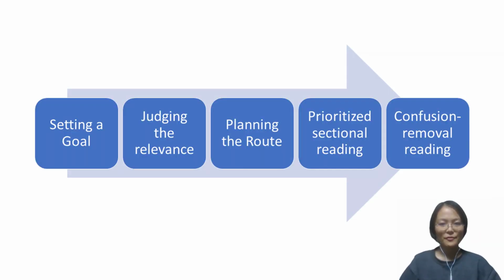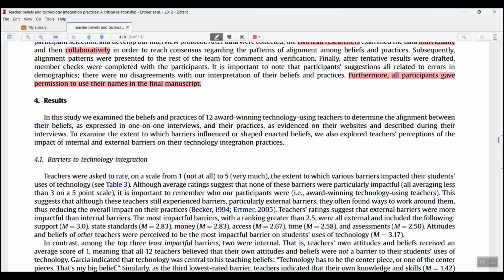A potential fifth step is confusion removal reading, which can sometimes be necessary to help clear your confusion about certain background knowledge due to your skipping some background explanation sections, such as introduction and literature review. Confusion removal reading is to remove barriers that hinder your further reading and understanding of the article.